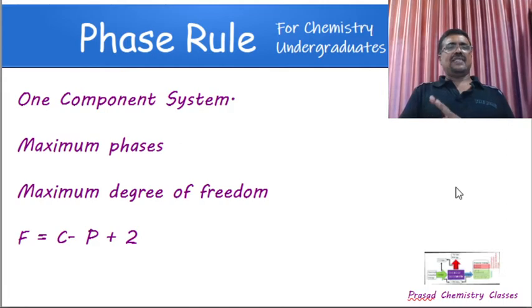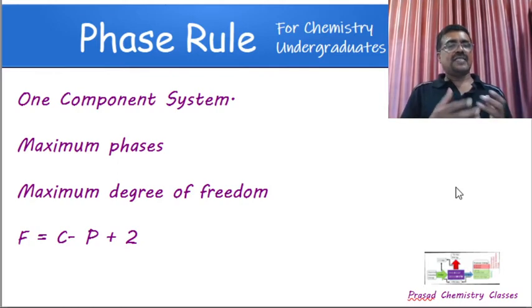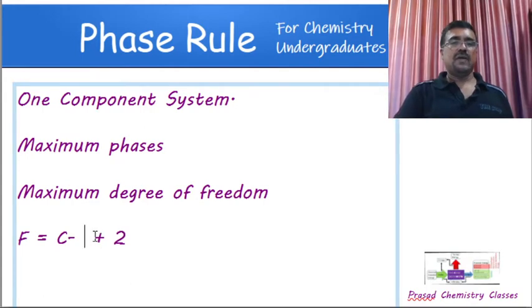In the water system, only 3 phases can coexist: ice, water and water vapor at a particular temperature and pressure. Only at that particular temperature and pressure these phases can coexist. That is the maximum number of phases that can coexist, right? Similarly, we can consider the maximum degree of freedom such a one component system can have. How can we evaluate that? We consider the number of phases to be minimum. That is when there is only one phase, liquid phase or gaseous phase, whatever it may be.